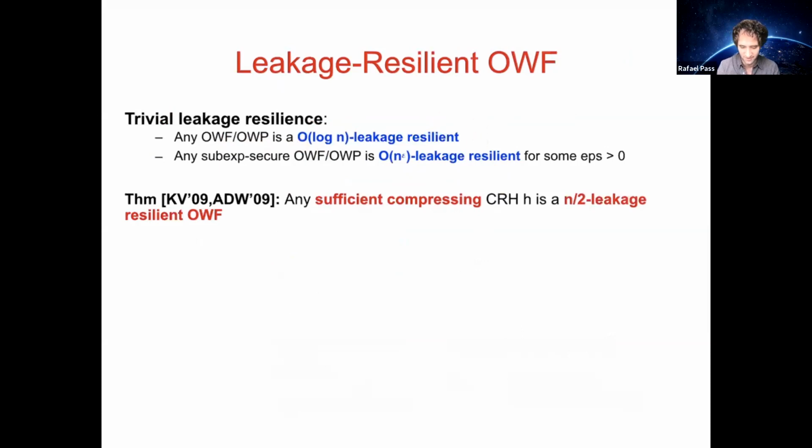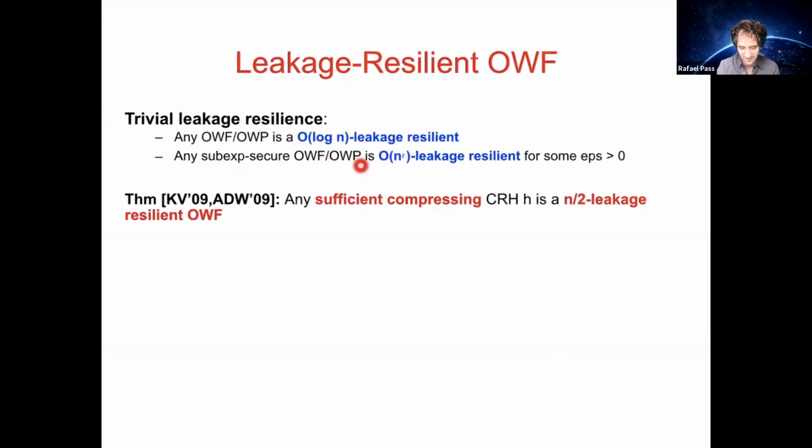So any attack on leakage resilience can be simulated with just a 1/n security loss as an attack on the original one-way function. And the same argument can be used to show much stronger leakage resilience, even n^epsilon bits of leakage resilience, if you start off with a sub-exponentially secure one-way function or one-way permutation.